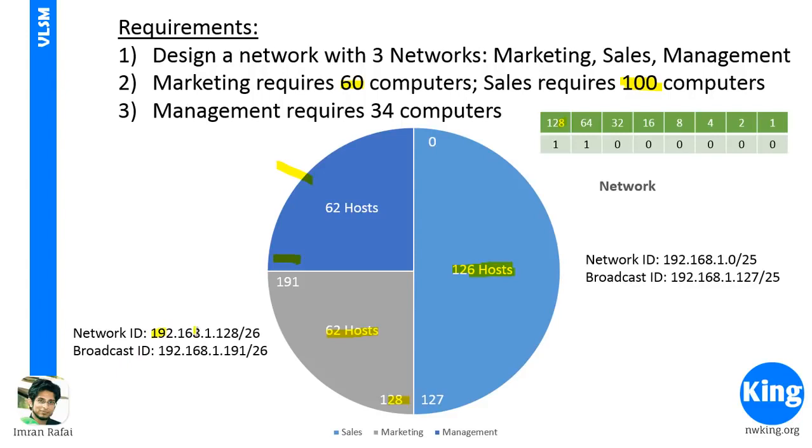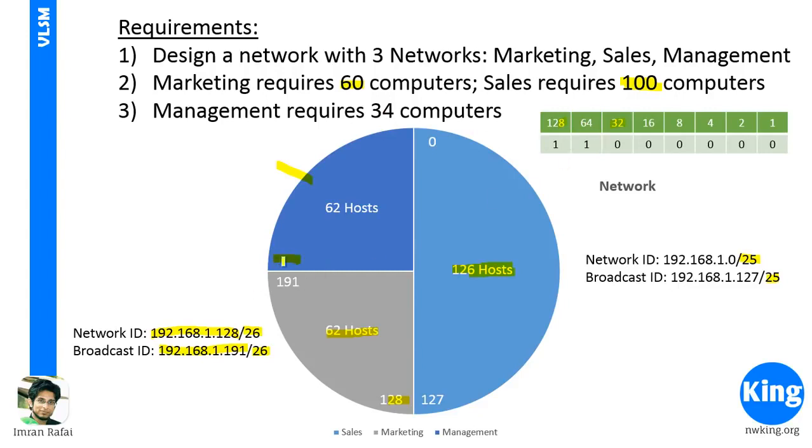So network ID is 192.168.1.128, and the broadcast ID is 192.168.1.191. But remember, here it was /25, but in the marketing department it is going to be /26. Next we go to the management department. So the management requires 34 computers. We can't borrow 3 bits, because in 3 bits we get only 30 valid hosts. If you see here, 32 minus 2, we need 34 hosts, so we leave it at 2 bits borrowing.